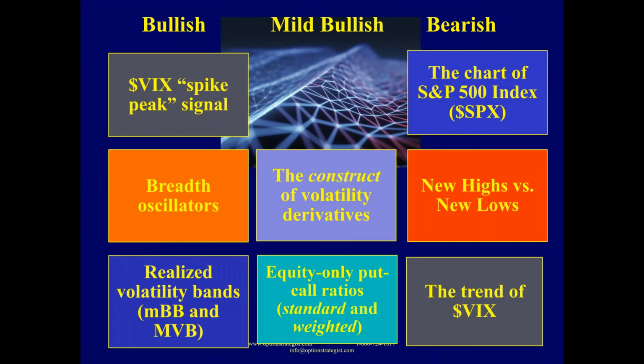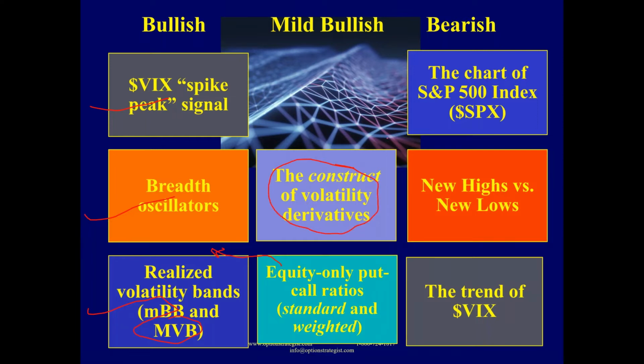Anyway, to summarize, here's how things stand right now. We had this VIX spike peak buy signal that just expired. Our breadth oscillators are on buy signals, the McMillan volatility band buy signal, we saw that. Equity-only put-call ratios are also on buy signals, so really they belong in this column. The construct that we were just talking about is mildly bullish.